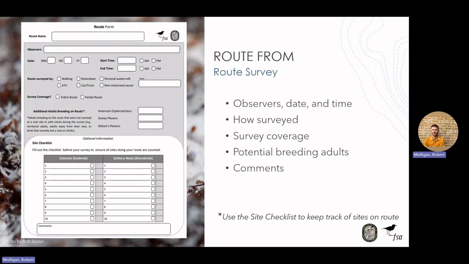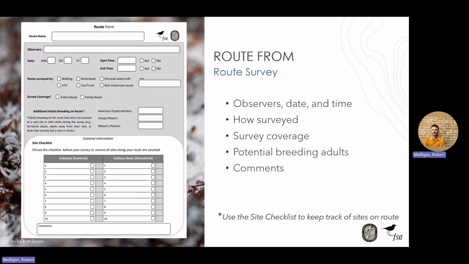How you surveyed the route, as in what mode of transportation did you use to conduct your survey? Did you walk, use an ATV, a boat? You do not need to record how you accessed the route, just the mode you used to conduct the survey. How much of the route did you survey? Did you do the entire route, or did you conduct a partial route survey, meaning you were only able to survey a section of the route? You may not be able to survey the route entirely every time. Storms, time restraints, tides, etc. may cause you to cut a survey short.